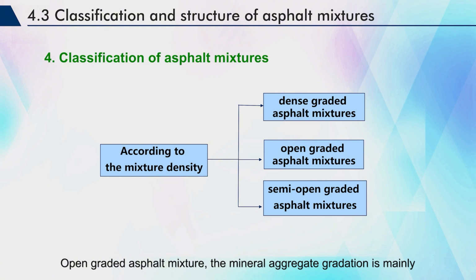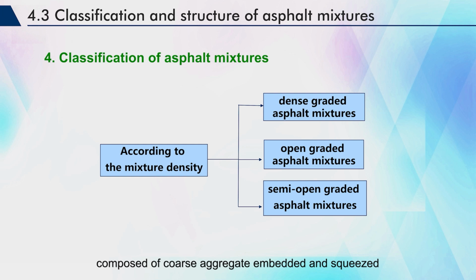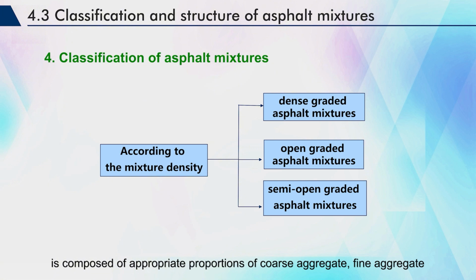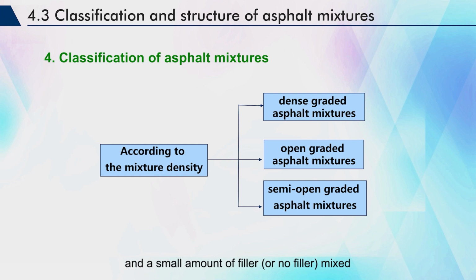Open graded asphalt mixture, the mineral aggregate gradation, is mainly composed of coarse aggregate embedded and squeezed, with less fine aggregate and filler, and a mixture with a designed porosity of 18%. Semi-open graded asphalt crushed stone mixture is composed of appropriate proportions of coarse aggregate, fine aggregate, and a small amount of filler or no filler mixed with asphalt binder with a porosity of 6% to 12%.